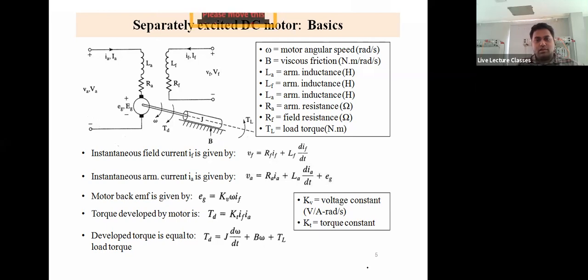So this is the basics of a separately excited DC motor. What is the instantaneous current given by? What is the equation on the left hand side? On this side, what is the equation of this? Okay, so this is the equation for the right hand side.